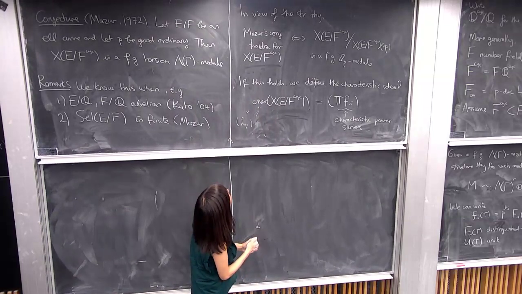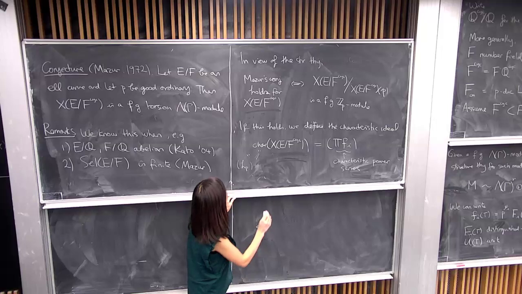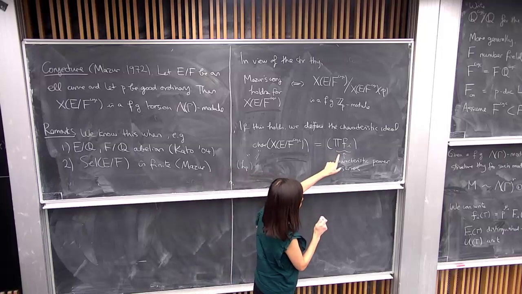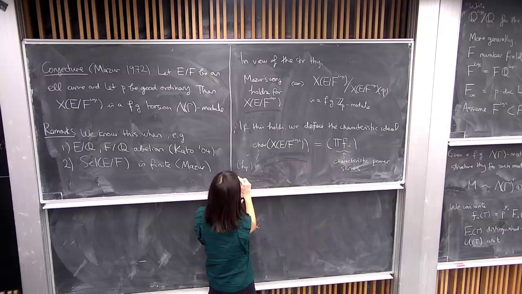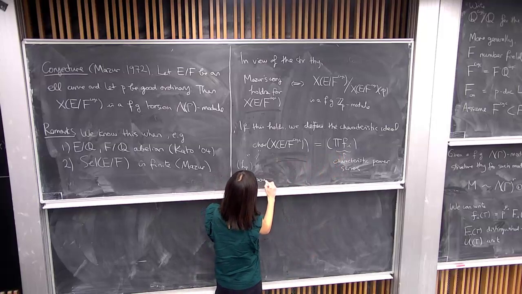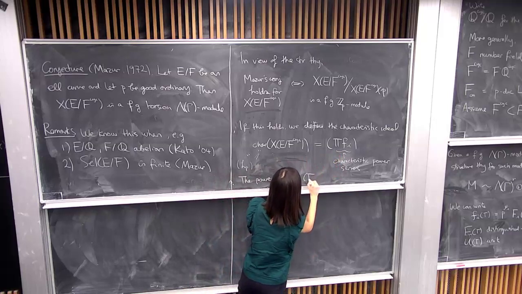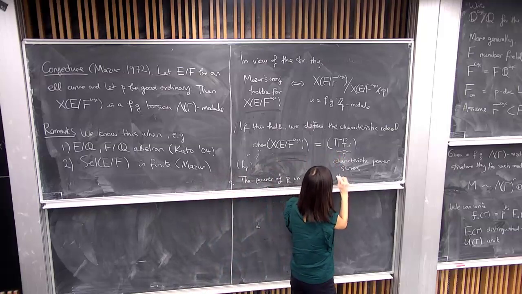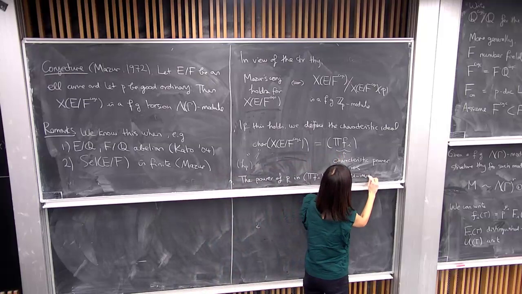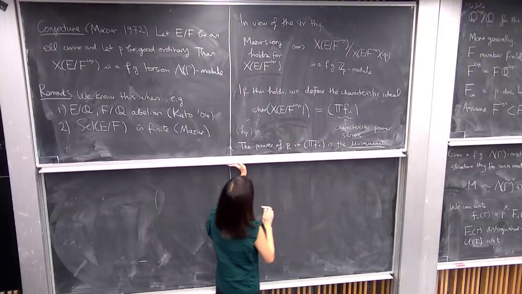Now, one more invariant I want to define. The power of p in here is called the mu invariant of this Iwasawa module.